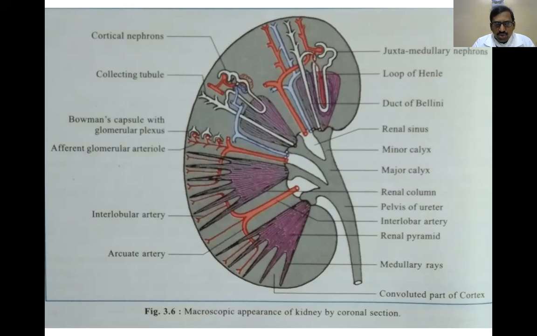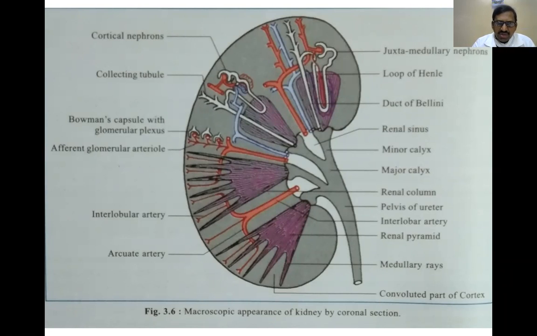Usually during filtration, the afferent arteriole diameter is greater when compared with the efferent arteriole. Because of this there is a pressure gradient, and about 45 millimeters of mercury pressure is built up. This is called filtration pressure.